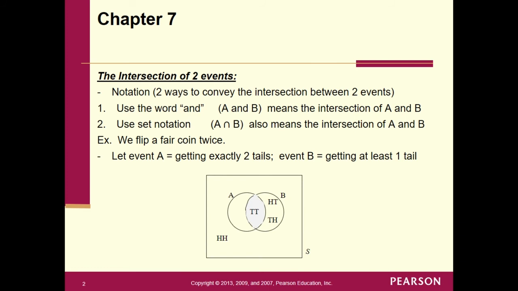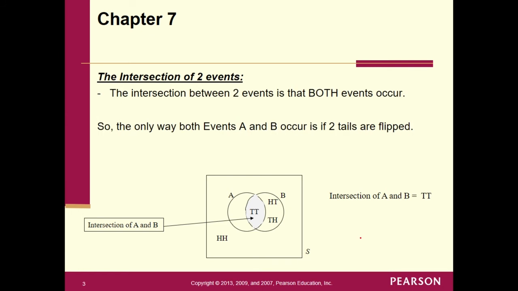Let me get my pen out. This is where the intersection occurs. It's where they overlap. This would be the intersection of A and B, so both events A and B occur. The intersection of A and B would be equal to TT. That satisfies getting exactly two tails, and it also satisfies getting at least one tail. Nothing else satisfies both. The other outcomes don't give us two tails, nor do they give us one tail.